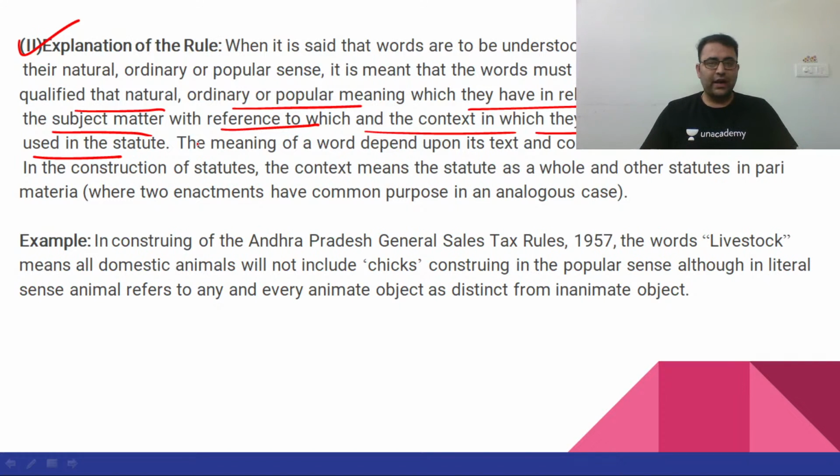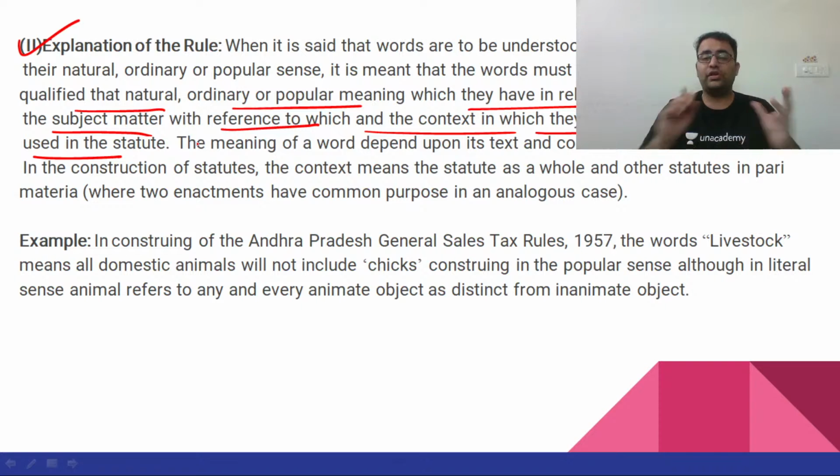Now, what do you mean by context? Now, let's say, let's wait a second. Let me think of a word. Okay, I'll tell you that.